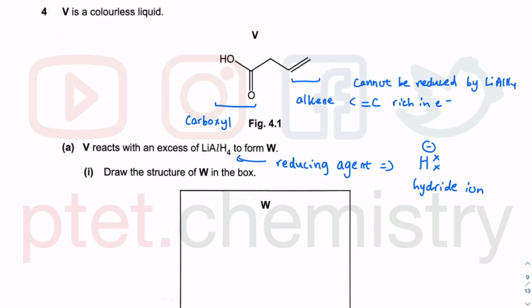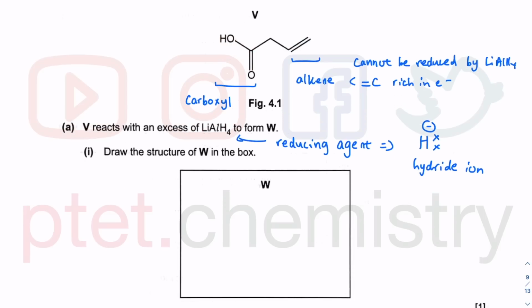Okay, so now draw the structure of W. W will not reduce the alkenes, but it will reduce the carboxylic acid and become a primary alcohol. So they said draw the structure. I started with 1, 2, 3, and 4 carbon there. No change to the alkene, but the carboxylic acid now has become a primary alcohol.